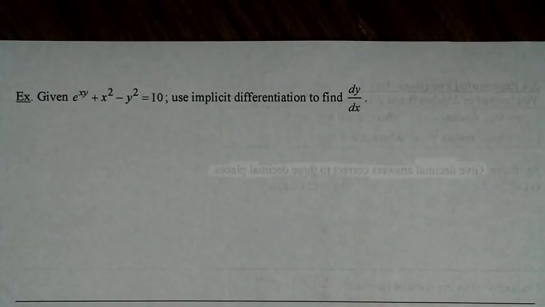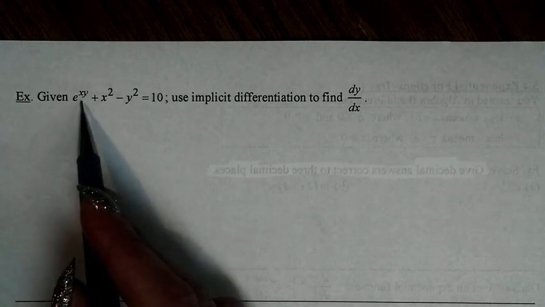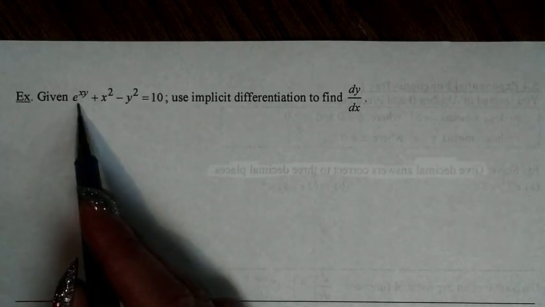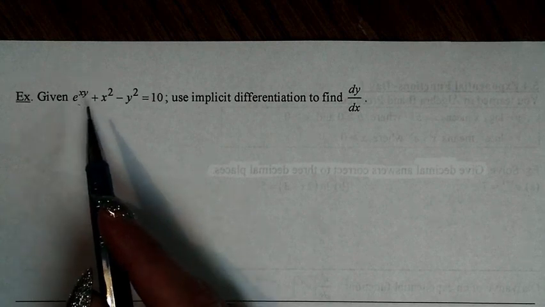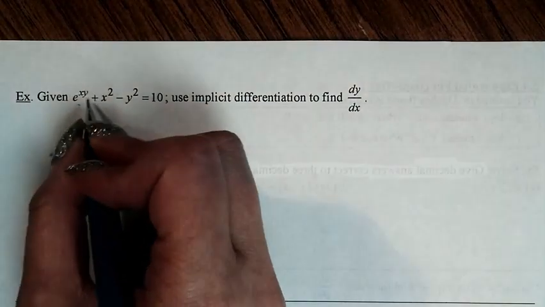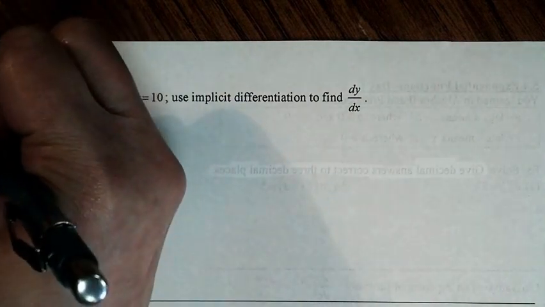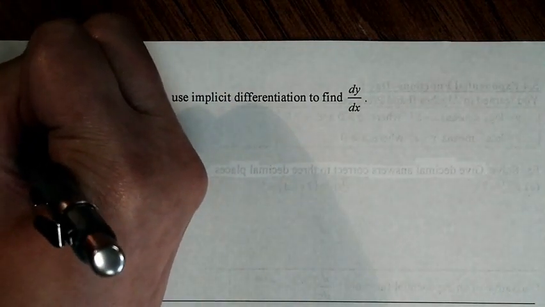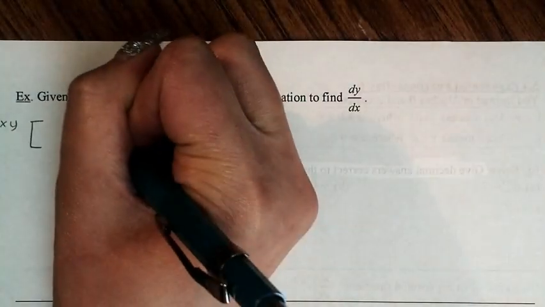So given e to the power of xy plus x squared minus y squared equals 10, we need to use implicit differentiation to find dy dx. So what are you going to do here? Well, the first thing you need to recognize is that you have an e and it has a product in the exponent. So you take the derivative of the e to the xy, so it's going to be e to the xy times the derivative of the exponent.